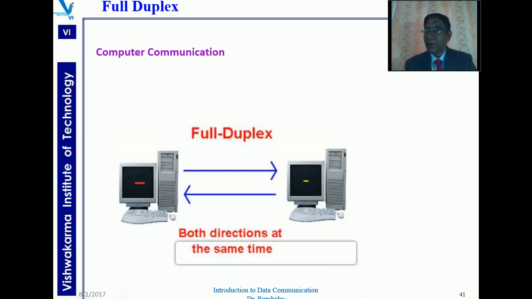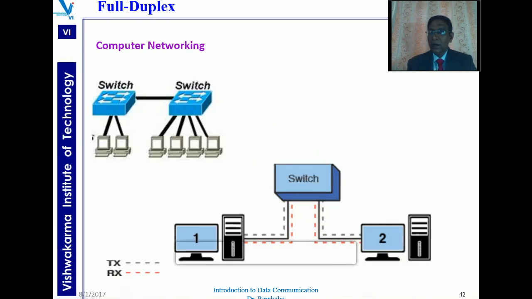Between computers, we can have full duplex communication. In computer networking also, we can have full duplex communication, especially in the star network. When you are using a switch to connect the machines, the communication between the switch and the machines is full duplex communication.